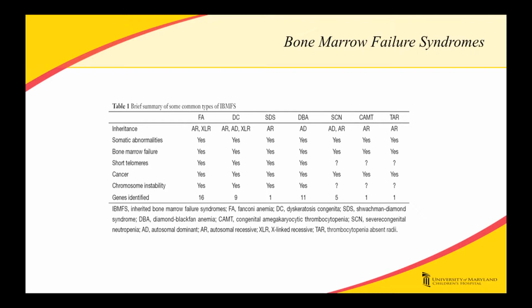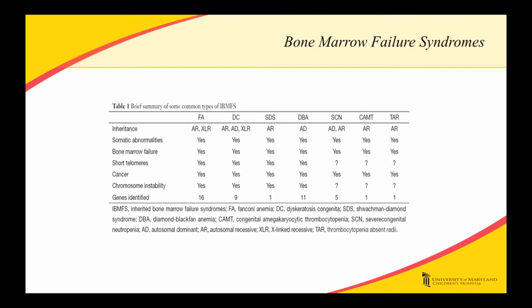Diamond-Blackfan anemia. The severe congenital neutropenia, like I said, these kids usually present very early on with ANCs of 0. They don't make any neutrophils, okay? And then congenital amegakaryocytic thrombocytopenia, these patients are completely dependent on platelet transfusions to have a platelet count. They come in with bleeding from their gums, even when they erupt a tooth, they get massive bleeding. So you know something's not right, and then you send off a blood count and their platelet count is less than 10 because they just can't make platelets.